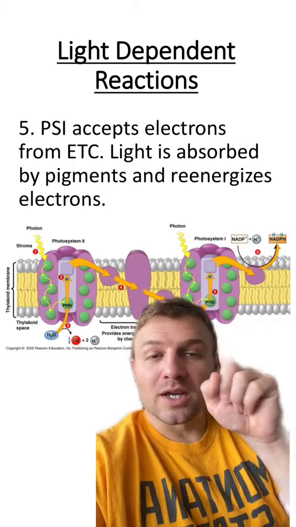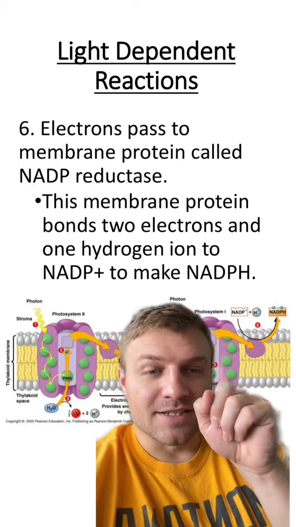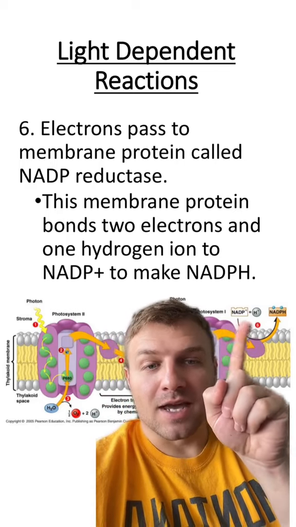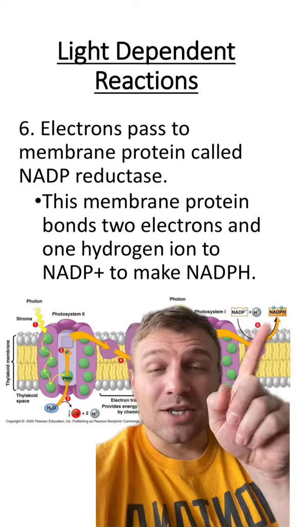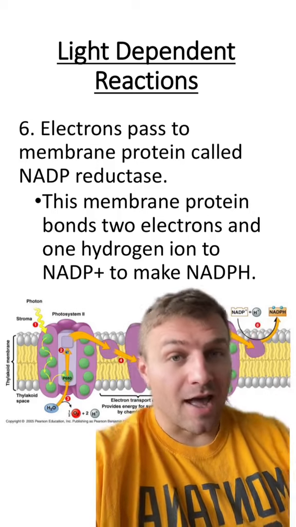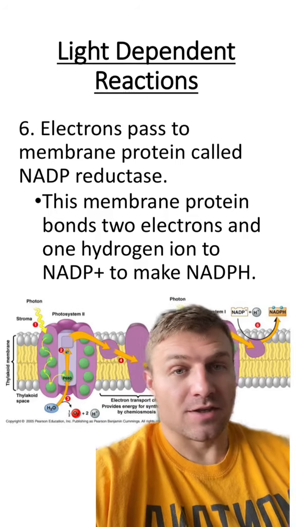After the electrons are re-energized at photosystem I, they're going to be transferred to a molecule known as NADP. NADP is going to bind with a hydrogen ion to become NADPH. NADPH is going to be one of our main products of this reaction. NADPH is going to go to the Calvin cycle next. NADPH is also the final electron acceptor within this process.